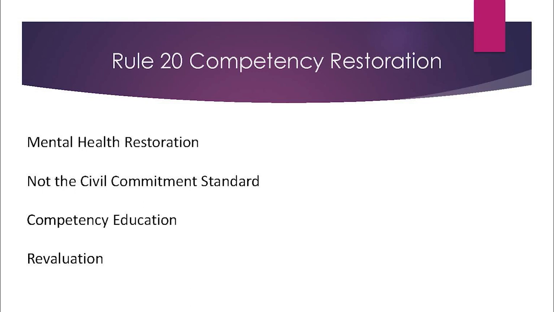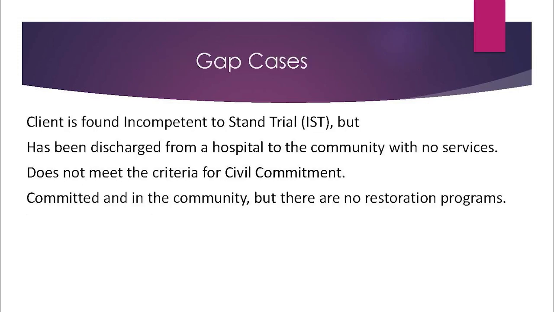So while someone is on a Rule 20 finding, whether they're civilly committed or not, whether they're in the hospital, in corrections, or in the community, that is the only thing that a Rule 20 incompetent to stand trial finding means: they did not at that point in time understand the charges brought against them, and they were not able to participate in their own defense. They may have been sent to the hospital, but again, the hospital has its own standing. If they're stabilized and no longer a threat to self or others, they're discharged to the community. They may not meet the criteria for the civil commitment. They may be civilly committed in the community, but there's no restoration programs.